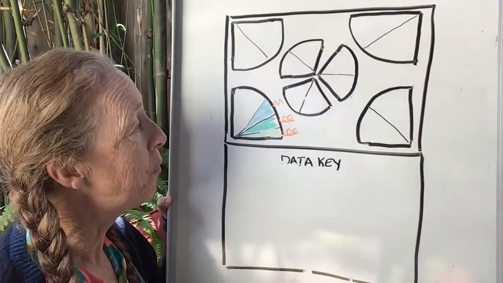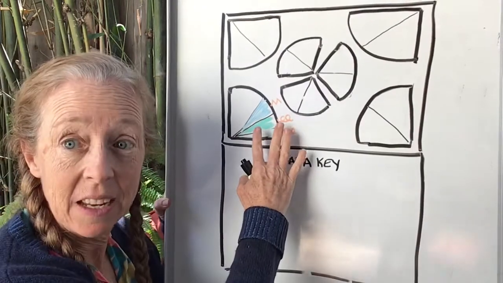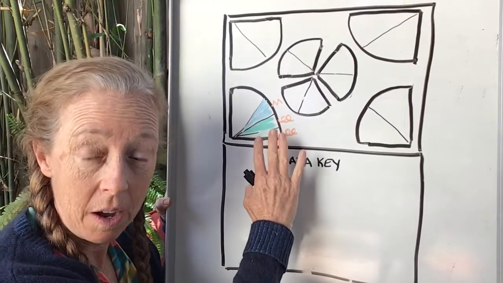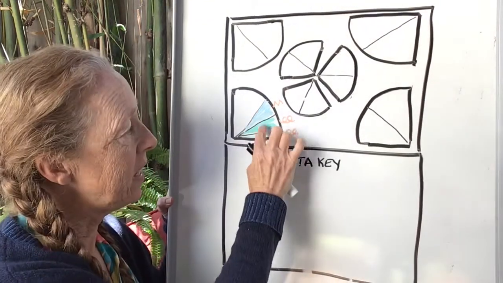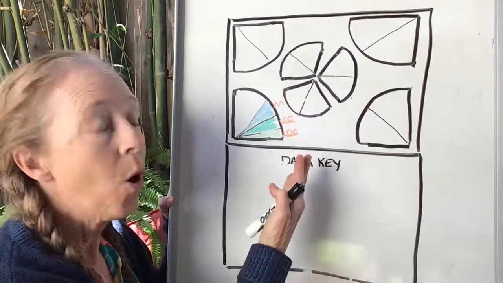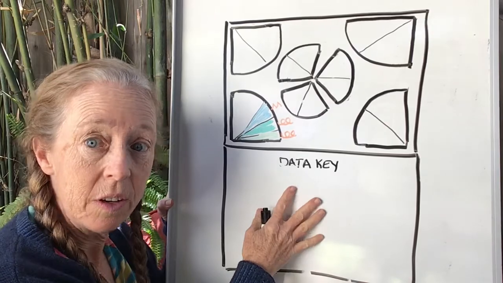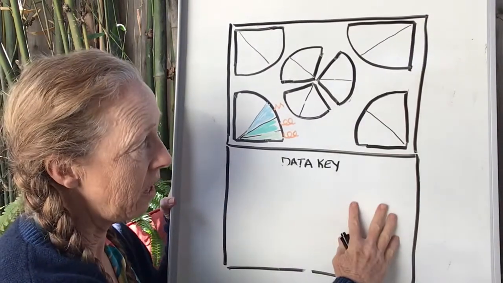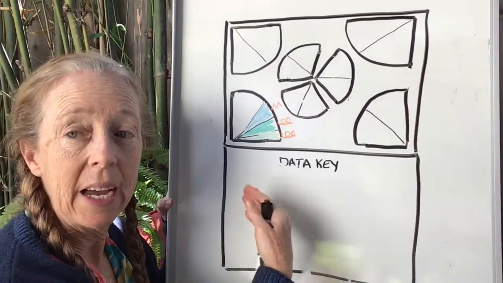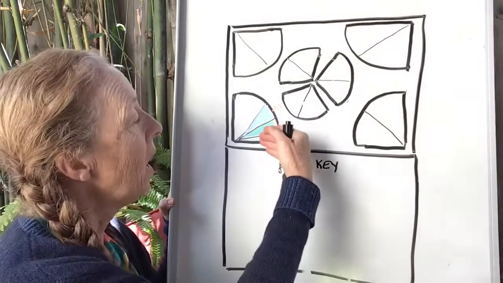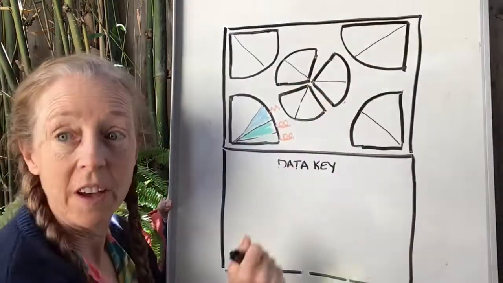So before you actually start filling in your observation data, even though I did it here to just show you what they were going to look like, you need to do your data key first. So you should have your data key all done. Then you go back and get your data and fill in your design.